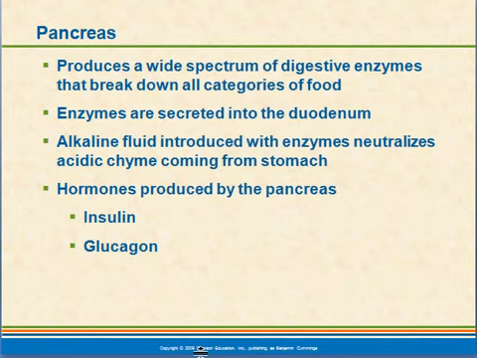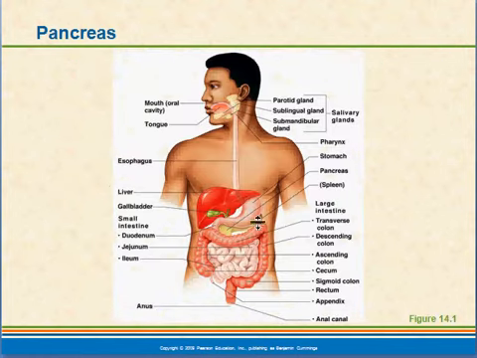The location of the pancreas, as you can see, is kind of under the stomach, close to the pyloric valve.